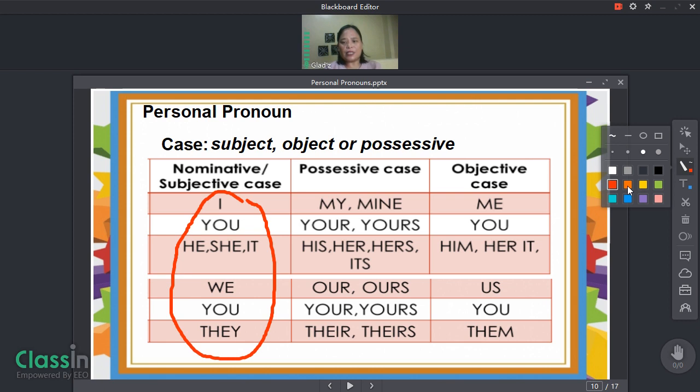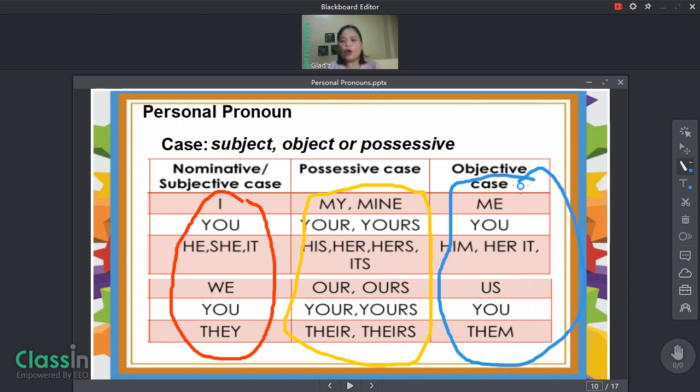For the second column, we have my, mine, your, yours, his, her, hers, its, our, ours, yours, and theirs, which are used for showing possession or ownership. And then the third column shows us the objective case, which is used only as object of the verb, object of a preposition, or object of a phrase. They are me, you, him, her, it, us, you, and them.